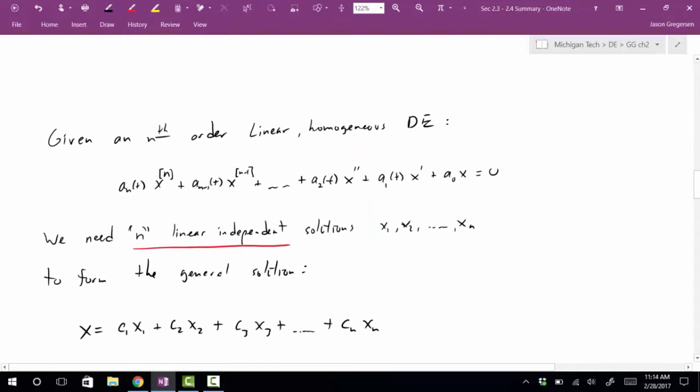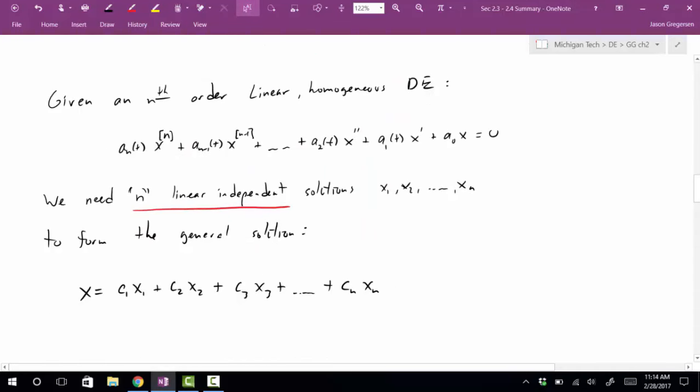All right. Next big idea, next big theory piece here. Once again, you don't have to recopy this whole thing. It's basically the same statement, except now it's homogeneous. Given an nth order linear homogeneous differential equation, as shown, we need n linearly independent solutions, x1, x2, up to xn, to form our general solution. And then this is how we form our general solution.